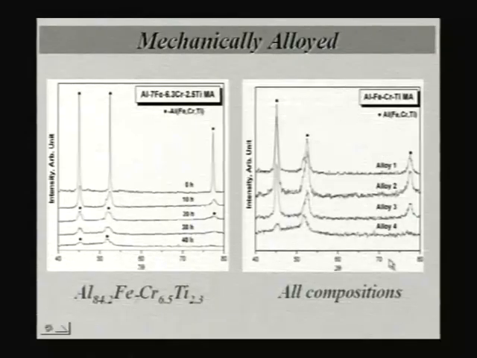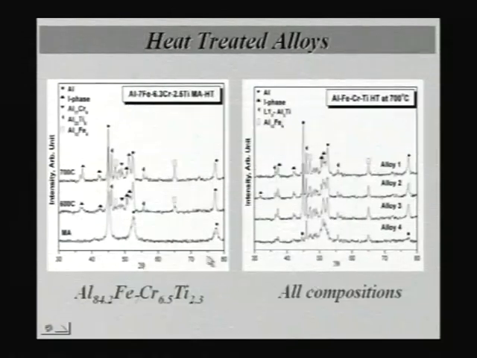And this is for various alloys with different compositions. In all cases, you basically get a solid solution, and if you take the solid solution and then crystallize it, you can get the formation of icosahedral phase, but one has to control the temperature, otherwise you also end up in some crystalline phases like this.